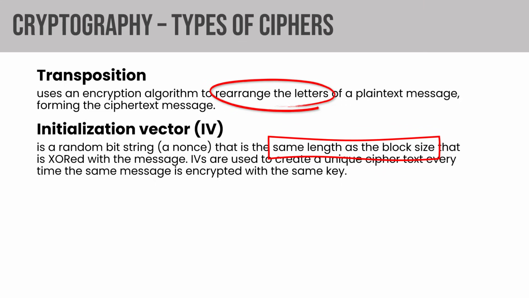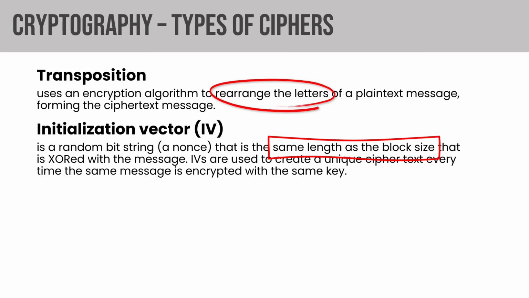An initialization vector is also a random bit string. It's an XOR operation that uses the same key length as the block size. So the two things you're remembering here is with initialization vector, it's an XOR with the message, and it's the same length as the block size. I'll explain what XOR is in just a moment, so stick with me if you don't know exactly what that is. I'll clear that up for you in the next few.